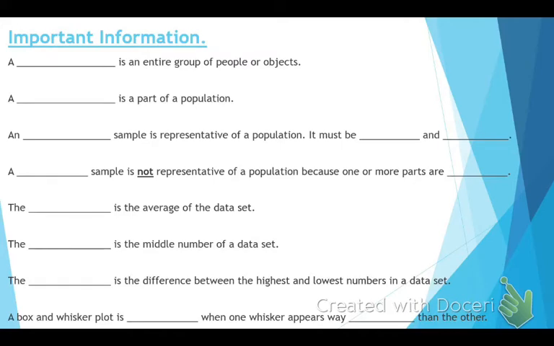The first one says a blank is an entire group of people or objects. What do you guys think that is? A population. So for that first one, use your red pens and let's fill in population. All right, the next one kind of goes with that. A blank is a part of a population. Sample. Good job, guys.